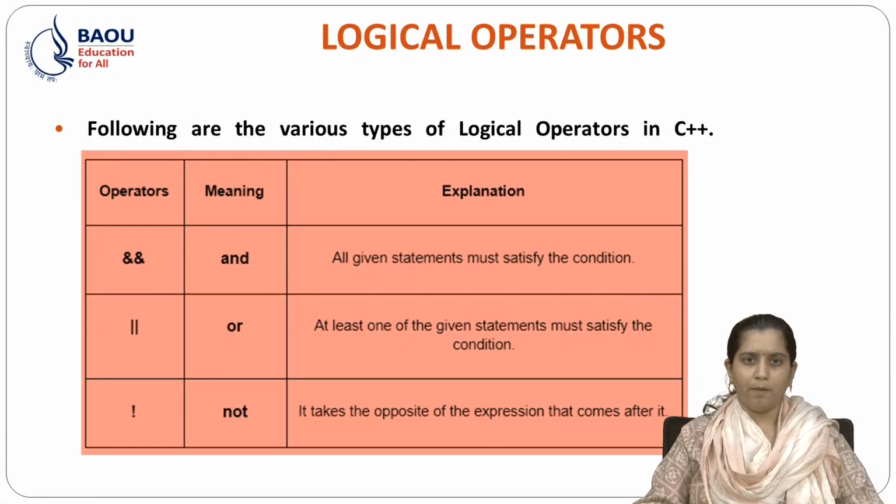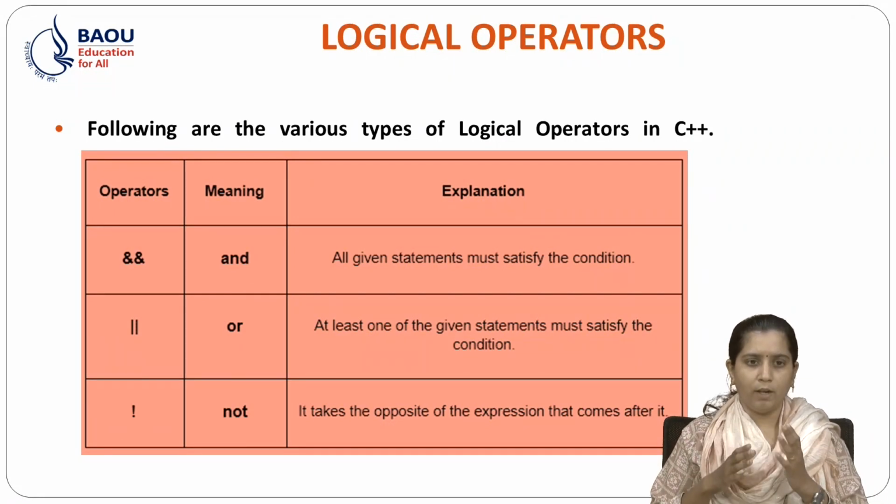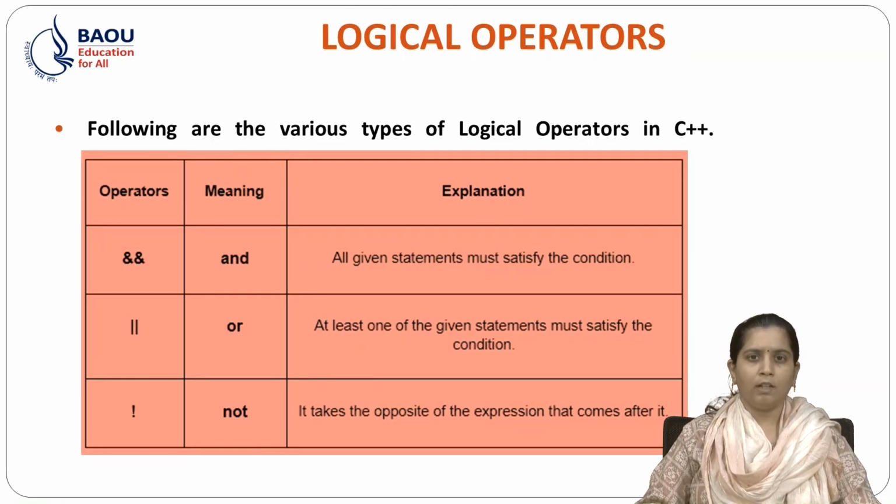Logical AND operator in a programming language is denoted by double ampersand symbol. Logical AND operator returns the Boolean value true or 1 when both the operands satisfy the condition and are true in nature. If any one of the operands does not satisfy the condition, then it will return a false or 0 value.